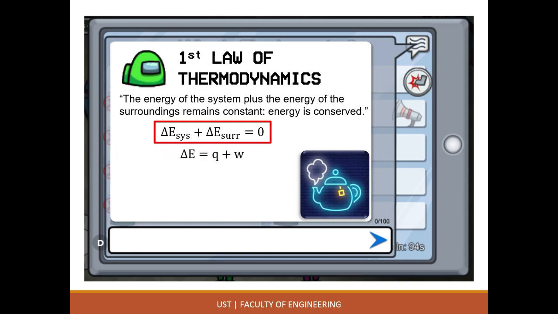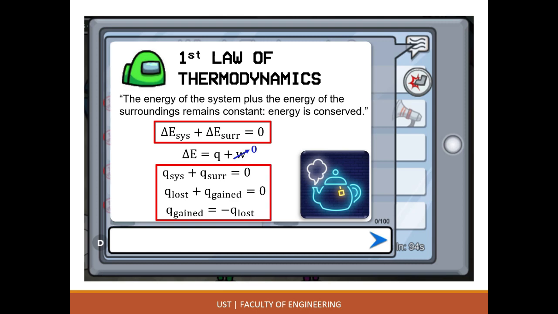So, from the equation above, if there is no work involved or W is equal to 0, the equation resolves to Q system plus Q surroundings equals 0, which I think you are all familiar already, or Q lost plus Q gain is equal to 0. Or, as stated earlier, Q gained by one is equal to the same magnitude of heat lost by the other but opposite in sign, therefore negative.